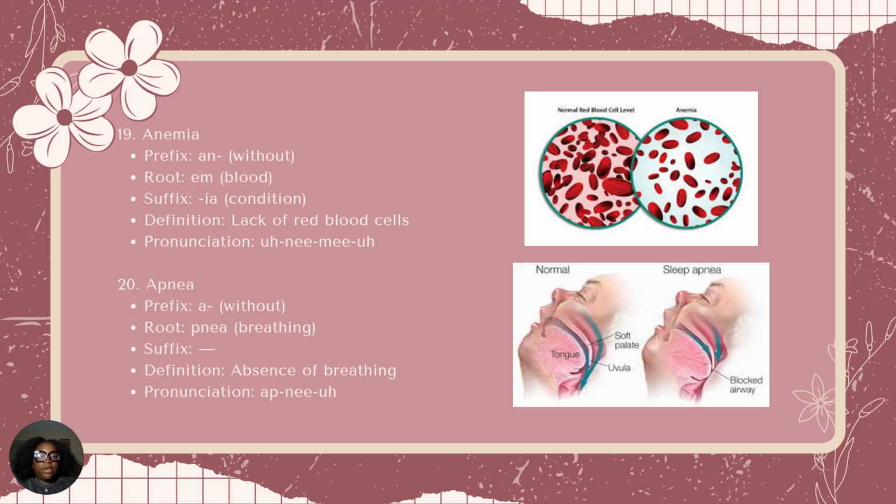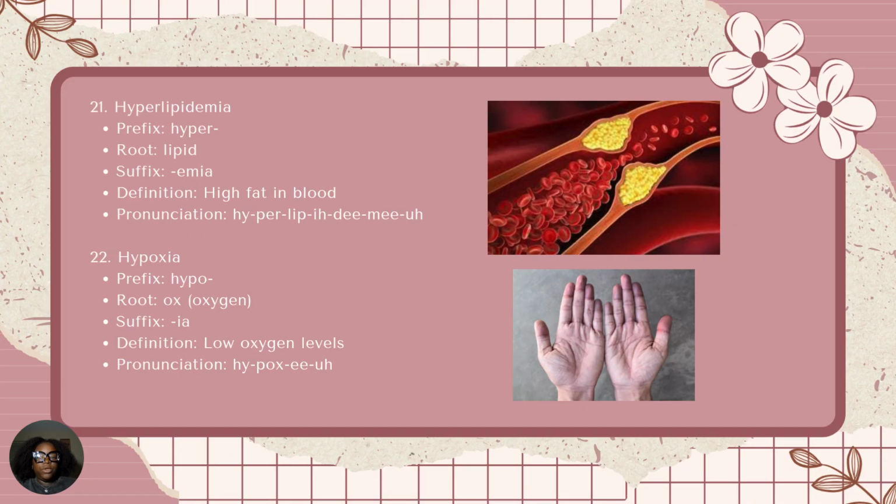Next is anemia, which is just the lack of red blood cells. The prefix is an, which means without, and the root word is em, and the suffix is ia. And then is apnea, which is commonly partnered with sleep, meaning sleep apnea, but apnea means the absence of breathing. The prefix is a, which is again without, and the root word is pnea, meaning breathing.